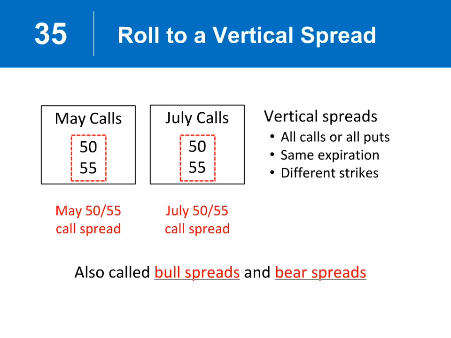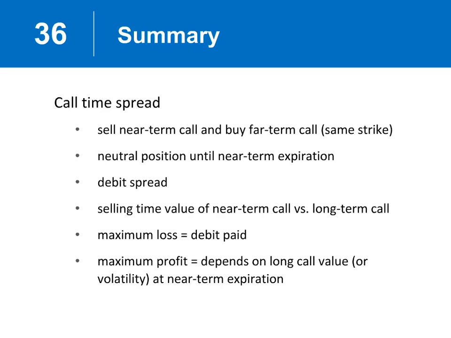Really, to wrap things up, slide 36, just an overall summary before we take questions that I know Nick's getting. The call time spread: we're talking about selling that near-term call, buying the further-term call. Essentially a neutral position when we're talking at the money. We know it's always a debit because we're buying time. The goal here is to make more time on the time we've sold versus any potential loss on the further term option that we've bought.